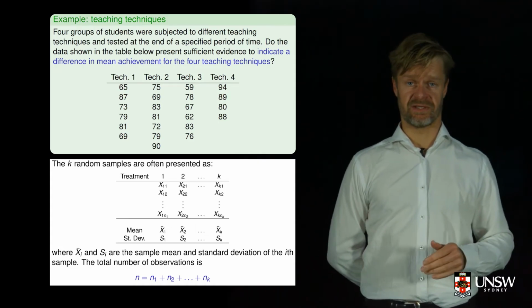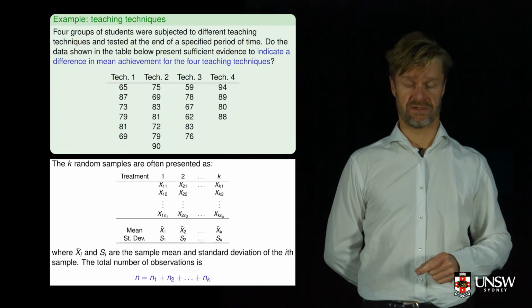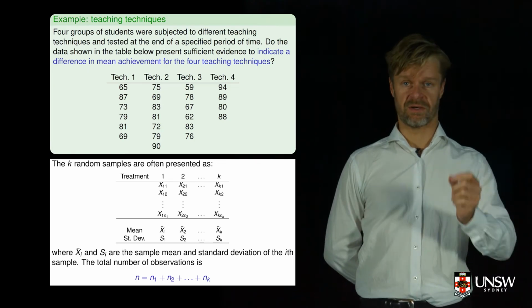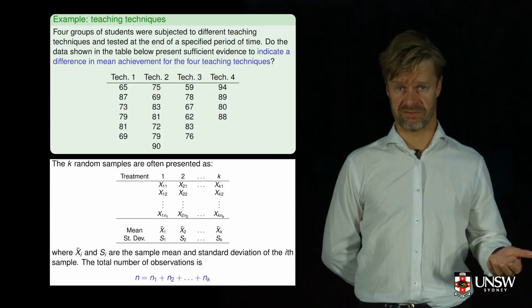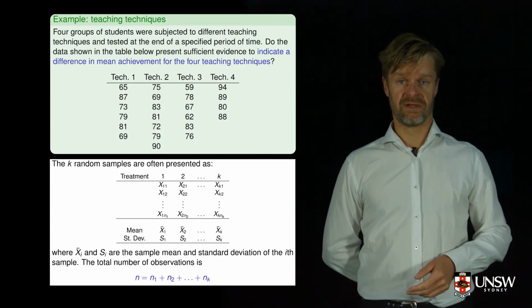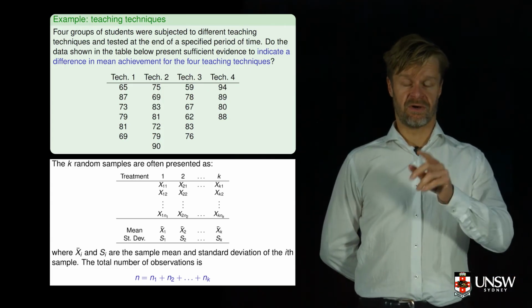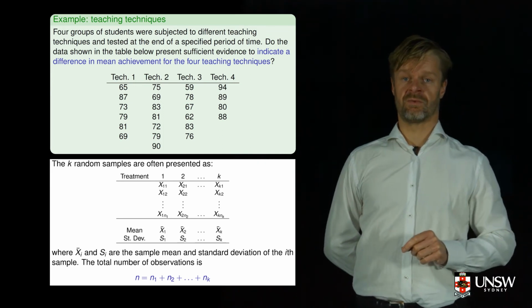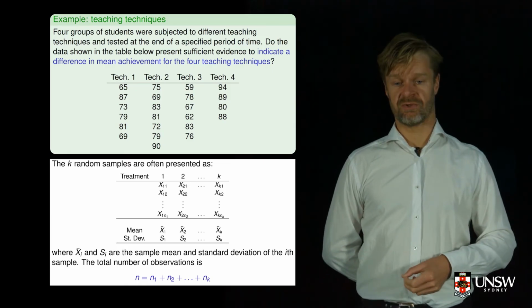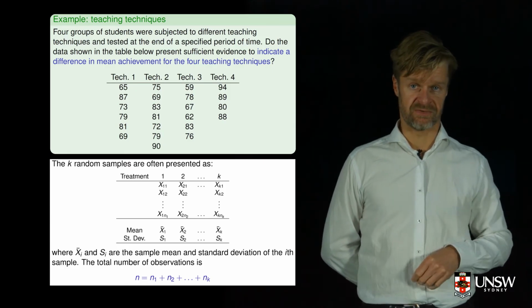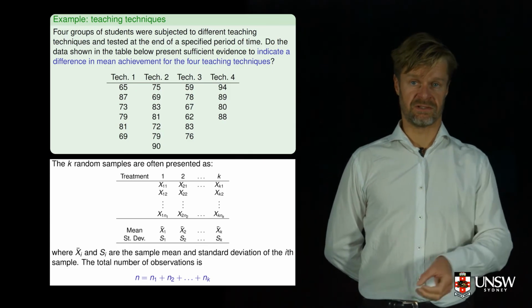So something else, I guess, in terms of notation, X bar 1 is going to be the sample mean in the first group. S1 is the standard deviation in the first group. That's pretty obvious. And Xij is going to be talking about the jth replicate in treatment i. So for example, X24 is the 4th value in treatment 2.